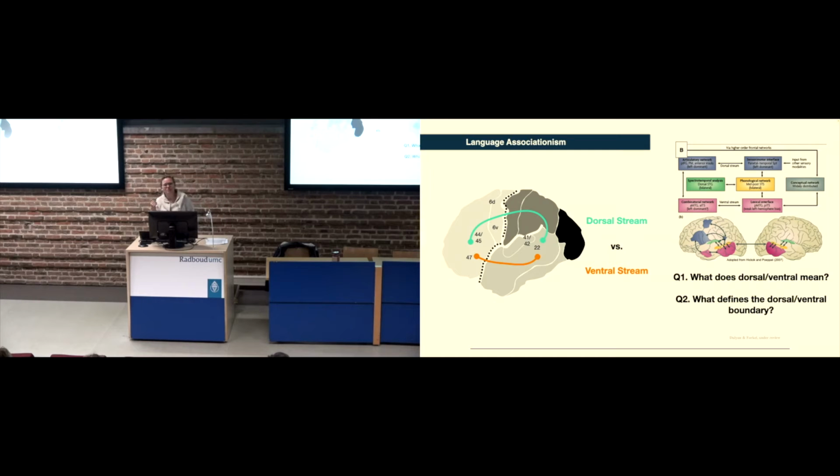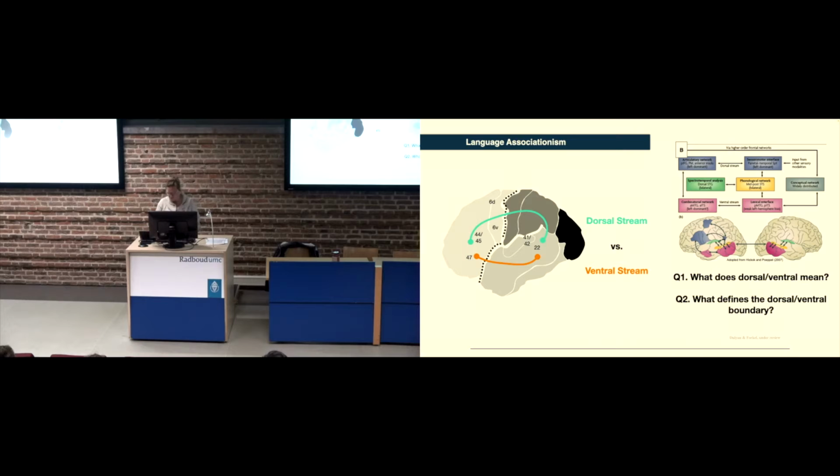Now the question is, what's the boundary between them? Where do we consider things as being dorsal and where do we consider things as being ventral? There's an anatomical structure that separates the two. The lateral fissure. So the lateral fissure is this part here that separates the frontal lobe, the parietal lobe, and the temporal lobe. So the idea is that everything that is above the lateral fissure is dorsal and everything that's below is ventral.